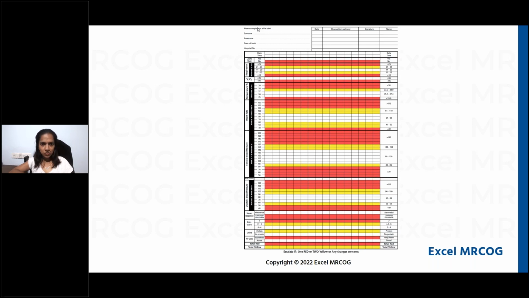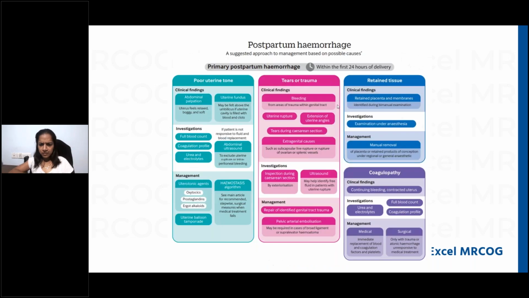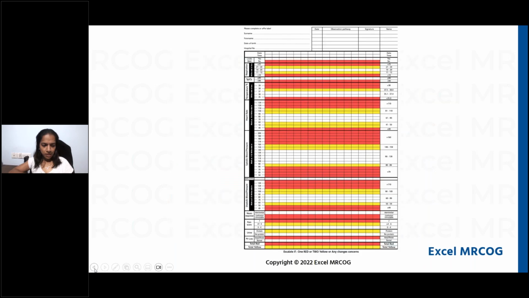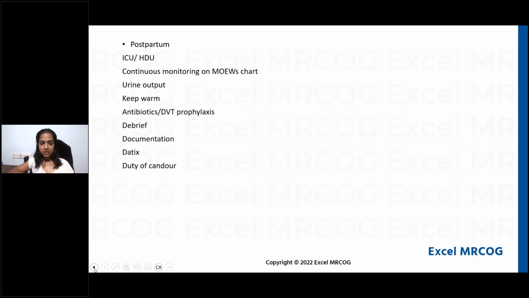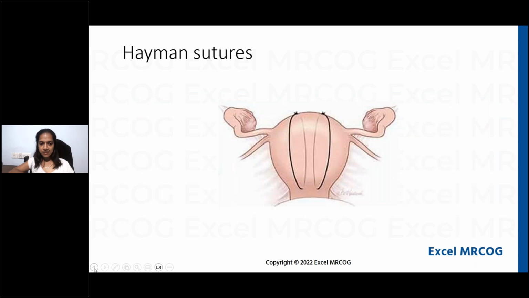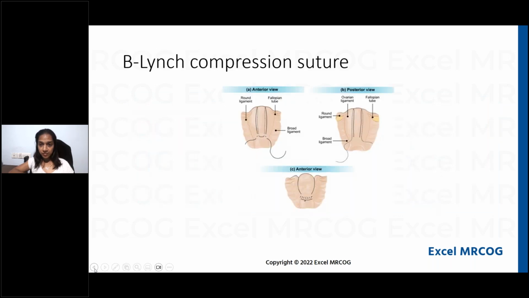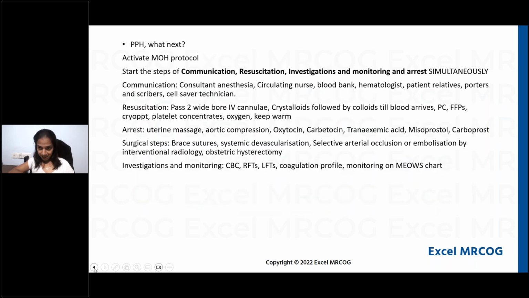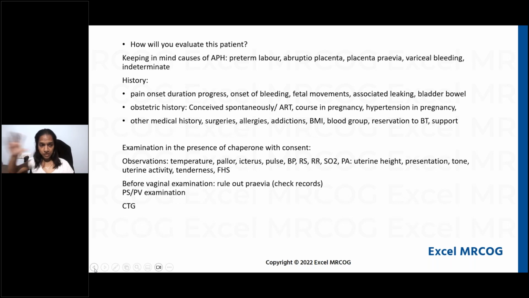Okay, so this was a bit of the PPH protocol that was mentioned in the strategy. So this is about it. What I need to emphasize here is that this is a case of abruption. This is a case of severe preeclampsia. You need to focus your mind on the serious problems that the patient has.